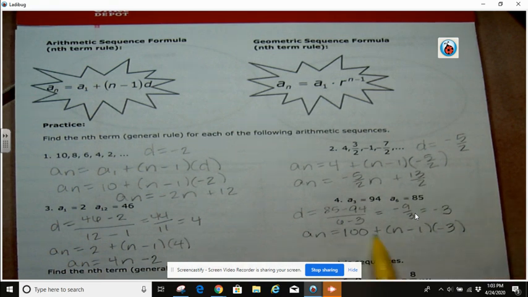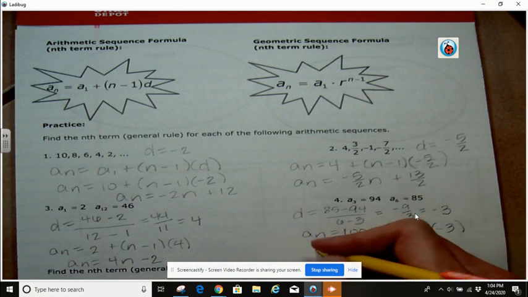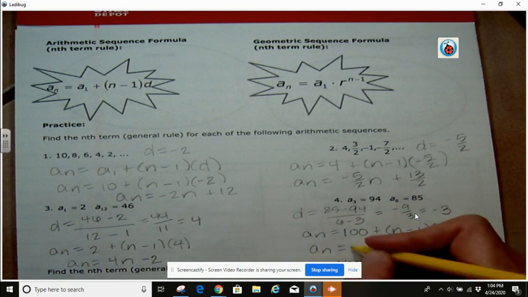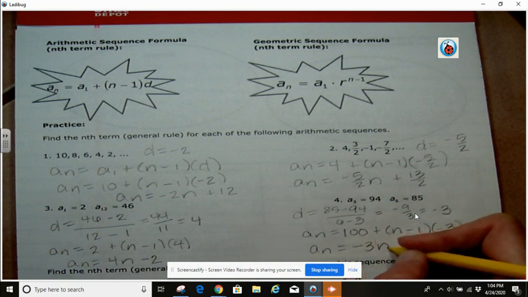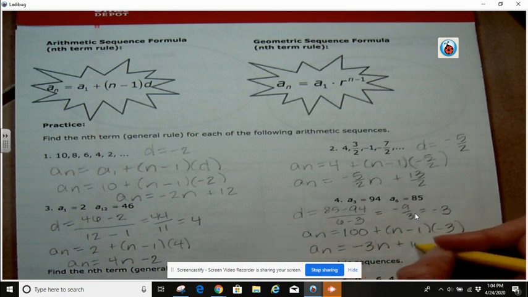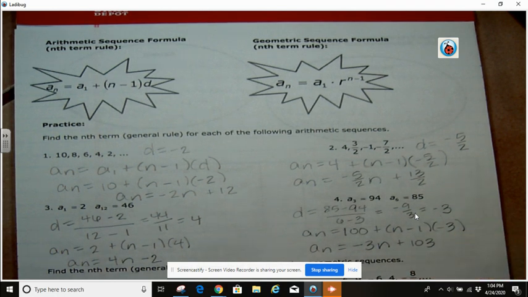So I've taken the formula, I figured out that the first term is 100 based on the third term being 94 and the sequence decreasing by 3 each time, and my common difference is negative 3. And when you clean that up, you have a sub n equals negative 3n plus 103. And that is your general rule.